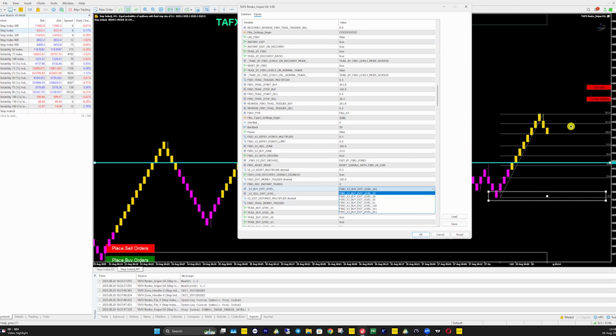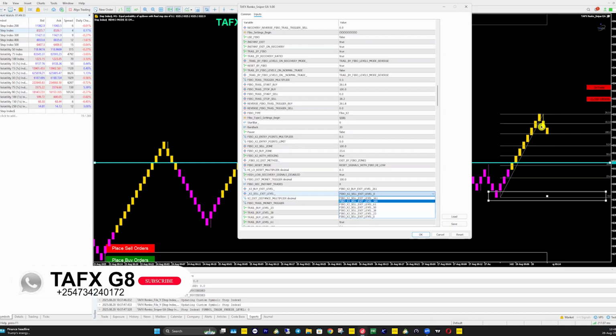If you want to exit with level 161, we have it here. If you want to exit with 100, we have it here. If you want to exit with 61.8, we have it here. And if you also double click for the sell exit levels, you can see all levels are here, to make sure that it will match whatever exit you want.